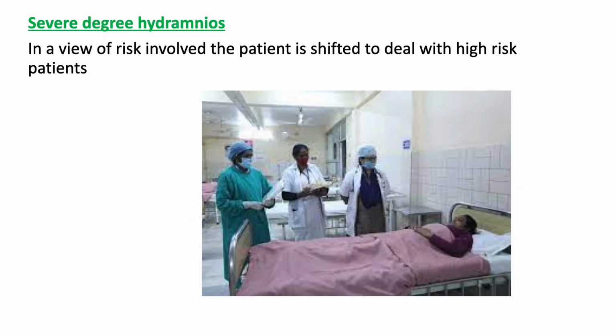Severe degree hydramnios. In view of the risk involved and the high perinatal mortality rate involved in severe degree hydramnios, the patient should be shifted to a hospital which is equipped to deal with the high risk patient. So usually in the hospital they have a separate unit where the high risk patients are monitored. So the patient with the severe degree of hydramnios will be admitted to the high risk unit, to be monitored to prevent the complications of hydramnios.